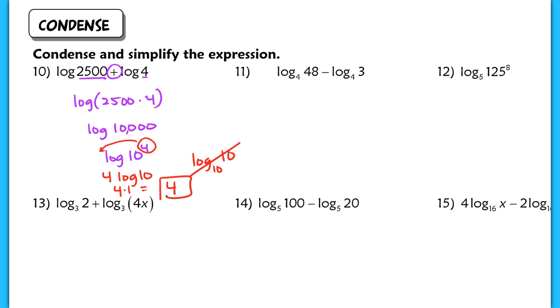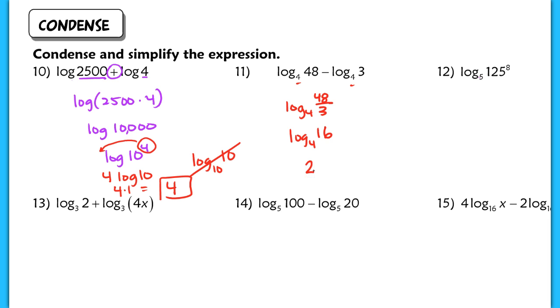In number 11, I see I have the difference of two logs with the exact same base. So I'm going to rewrite that as one log. So I have log base 4 of 48 over 3. So I turn that into a quotient. Now log base 4 of 48 over 3 simplifies to log base 4 of 16. Now I can evaluate this. Just think about what you were doing in the first couple days of the year, where you take 4 raised to some power is equal to 16. So I would get 2.